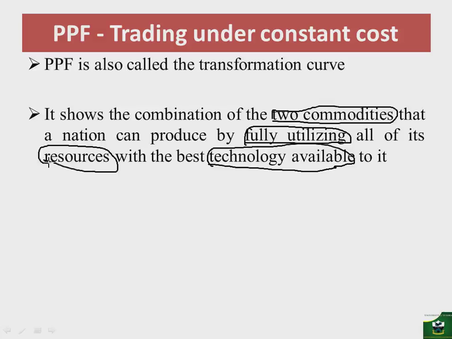Therefore, the four assumptions we make are that the nation is only producing two commodities, that there is full employment of resources, that the resources are fixed, and finally, that the technology is fixed.